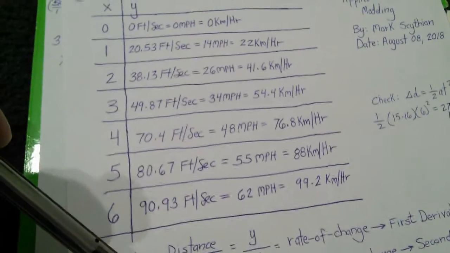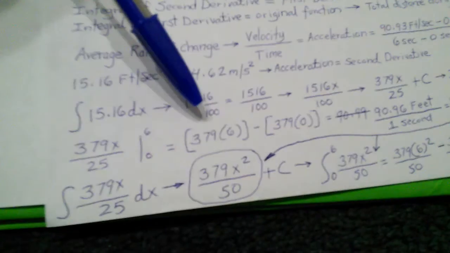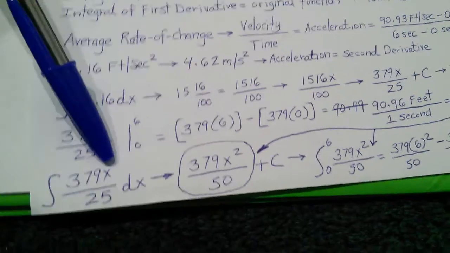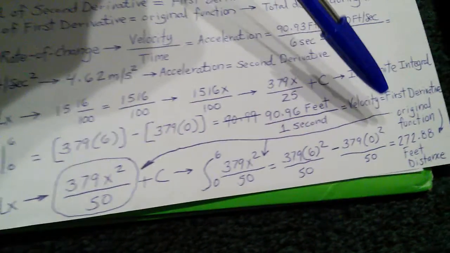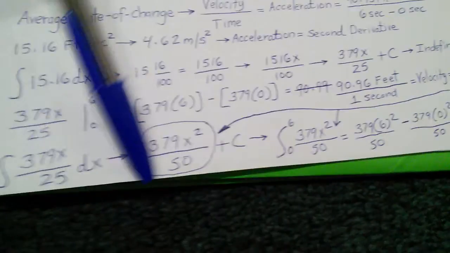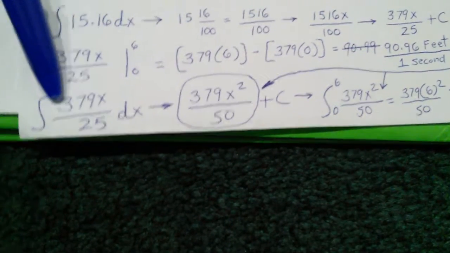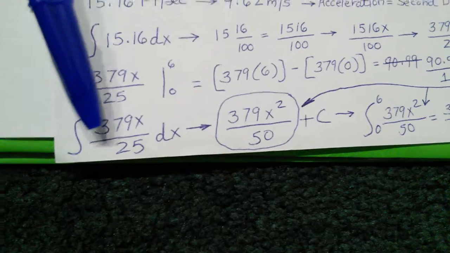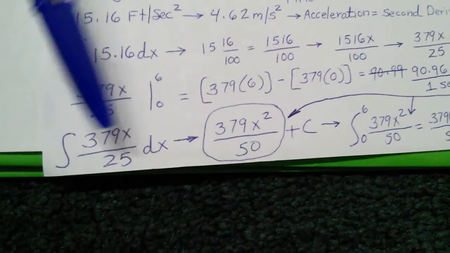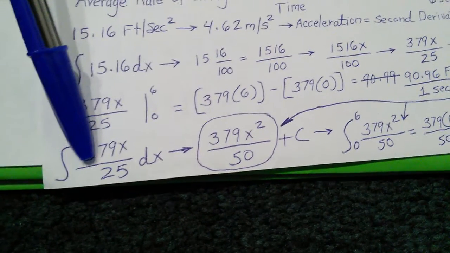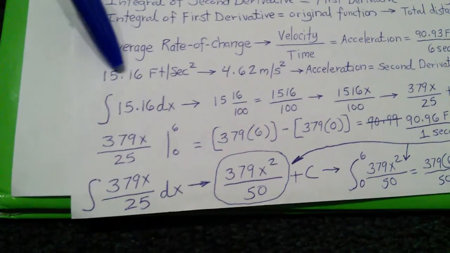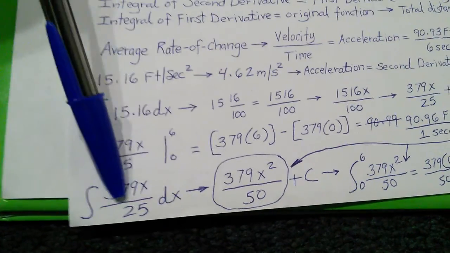Next, we want to go back to the original function. So we have to find out the distance. And this is where it turns nonlinear. We can integrate once again, going from the first derivative to the original function. So again, we use another integration. So this would complete the second integral of the acceleration constant.